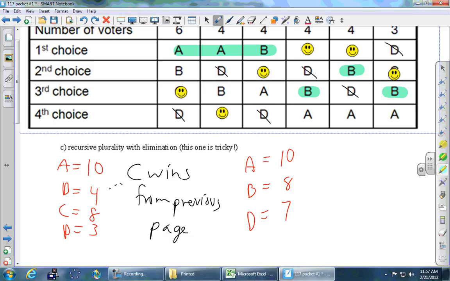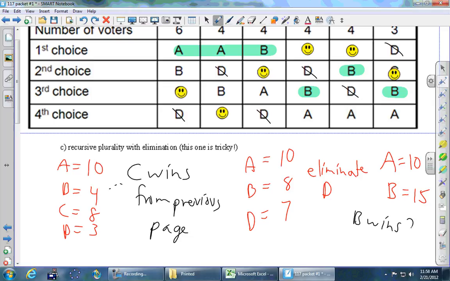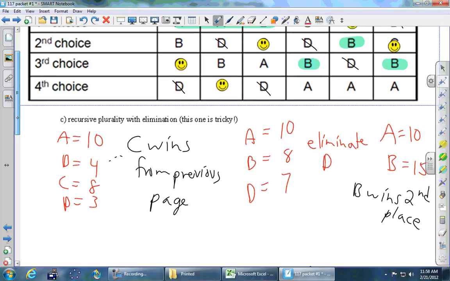So counting those first place votes. So we'll say down here, we eliminated, who did we eliminate? D, which left A and B. How many first place votes for A? 10. And for B, 15. Do we have a majority? Yes. So B wins. What does B win? Second place. B wins second place.